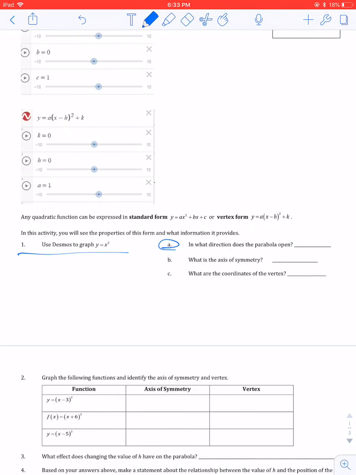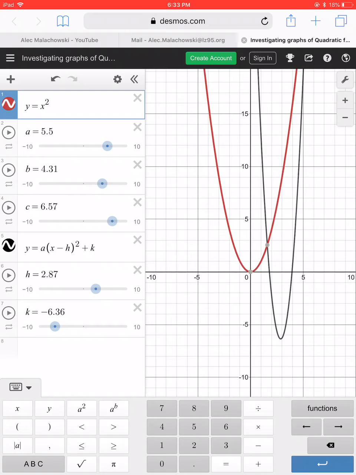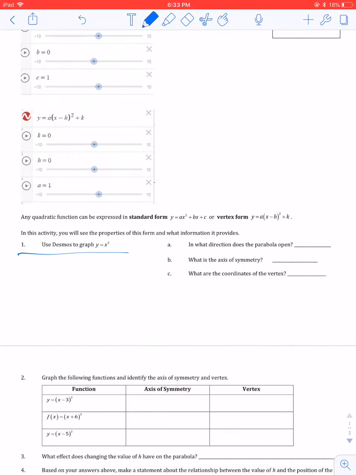So question A. In what direction does the parabola open? Now, when it's talking about the parabola, that is this U shape you see both the red and the black graph represented in. A quadratic equation in a graph form is going to look like this. The shape is called the parabola. So which way does it open? Well, it's not pointing down, right? The vertex is down, but the way it faces and its opening is pointing up. So I'm going to put in that it is opening up.